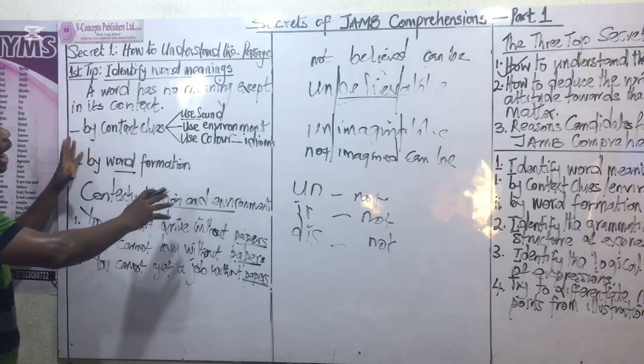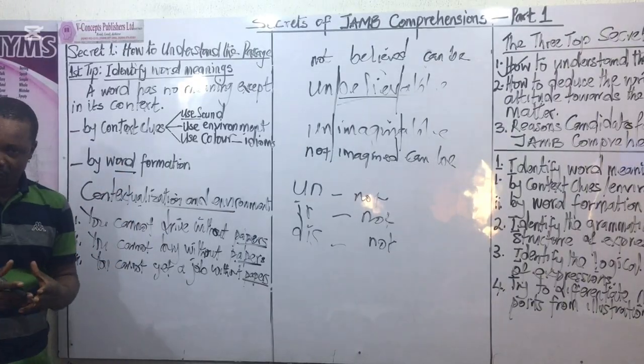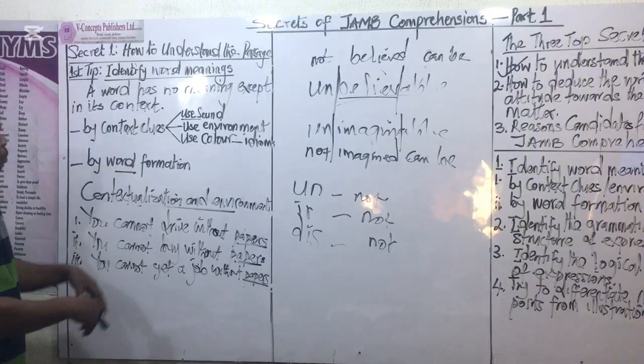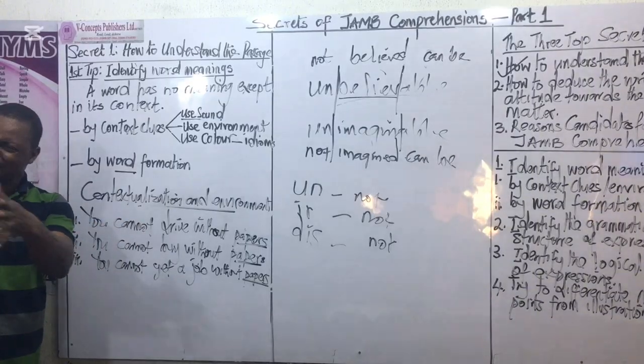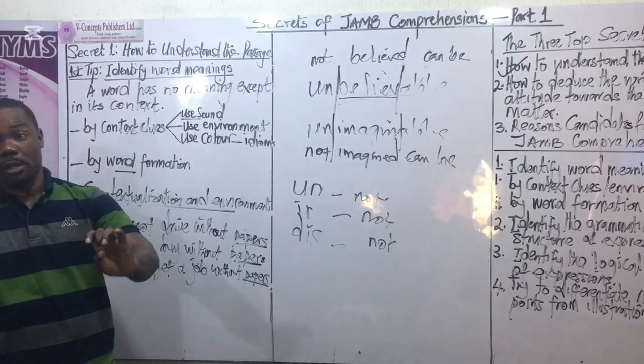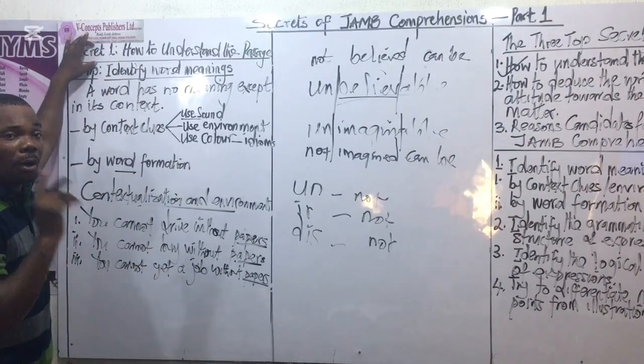So this is how you can understand words. Different words are going to come to you, like I said, unfamiliar words. So you should be able to simplify them, break them down, try to get their meanings first. And that is the first thing you should do with a JAMB Comprehension word passage on our secret one.